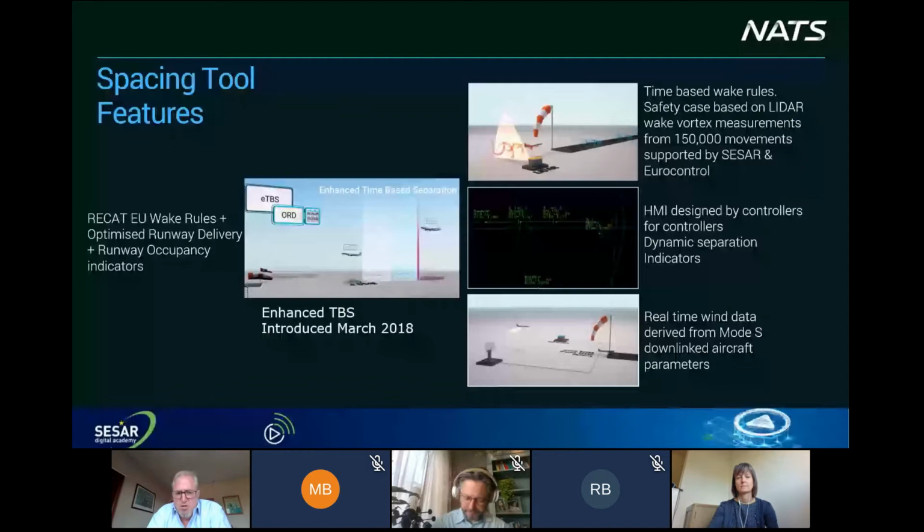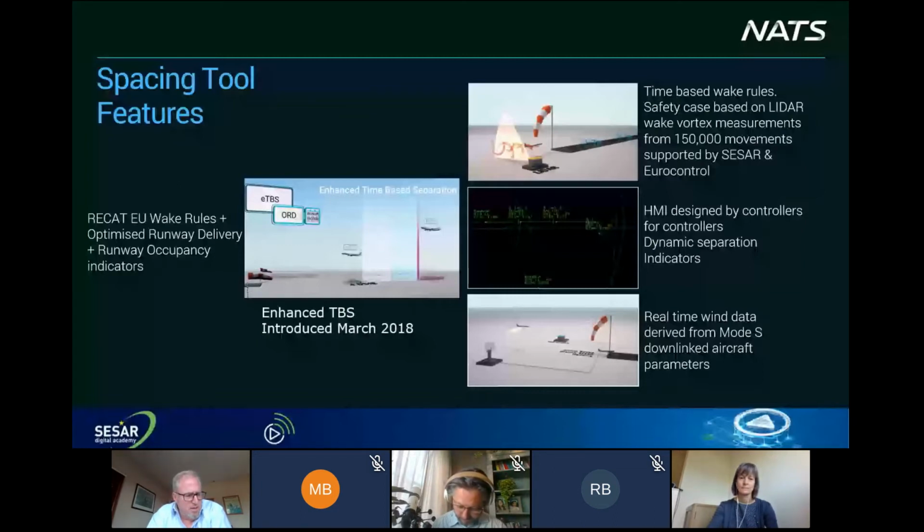We work very closely with our controllers to create a simple HMI, which we then industrialized and implemented. And one of the key things we needed to know, of course, is exactly what the winds were doing on final approach. So we created something called the Glide Slope Wind Condition Service, which uses downlinked Mode S data to create a very accurate and real-time picture of winds on final. In 2018, we then updated the system to add RECAT EU wake rules, optimize runway delivery and runway occupancy indicators, and that system has now been running continuously since March 2018.